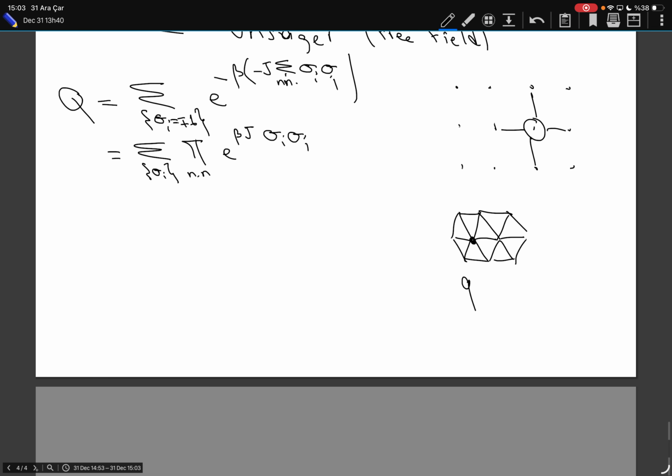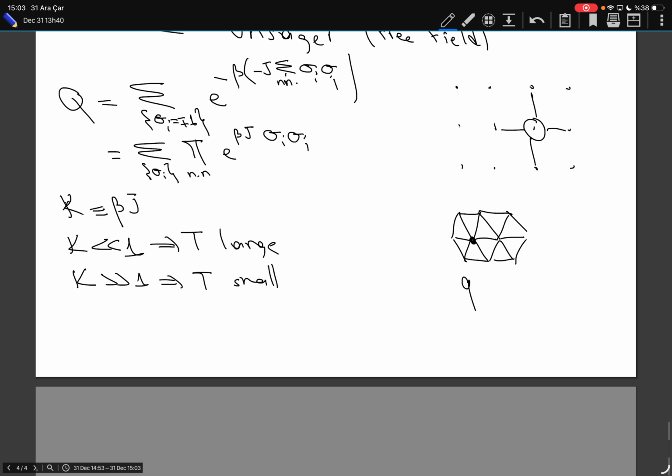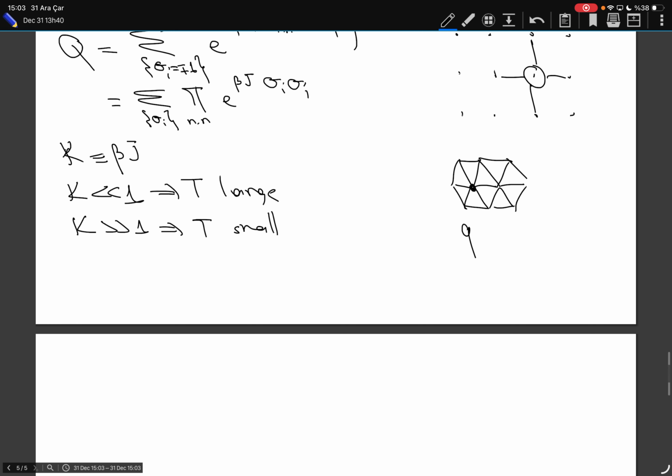Now we will be looking at the high temperature and low temperature limits. Let's say K is equal to beta J. K much, much less than 1 means T large. And K much, much larger than 1 means T small. These are the large and small temperature limits. Now let's look at the large temperature limit.